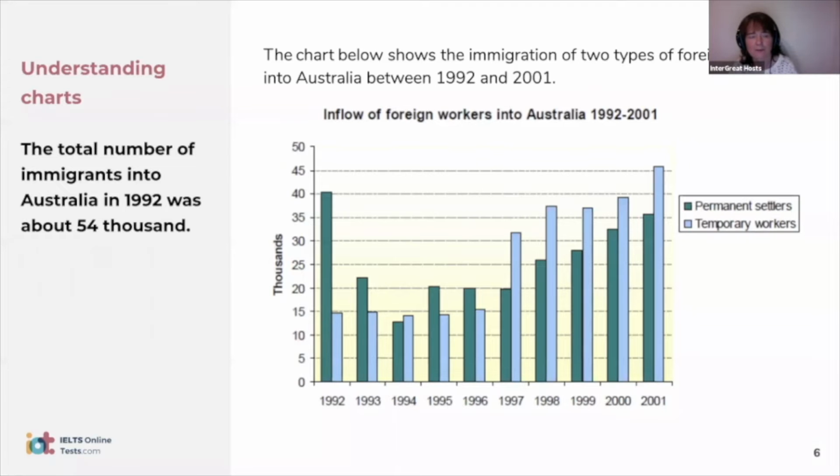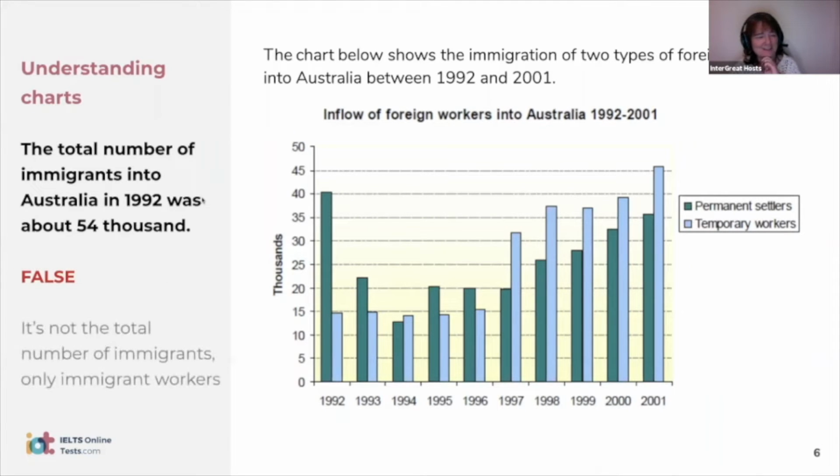Be careful with this one. The total number of immigrants in 1992 was 54,000. Okay, very good. This is only talking about workers here. We're not talking about people who came to study or to retire or any other reason. So you need to put that in your essay. You need to say that these are workers.